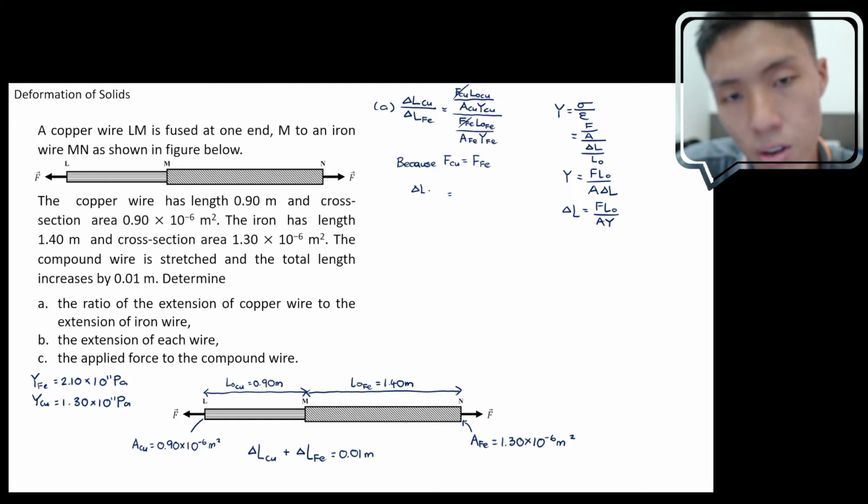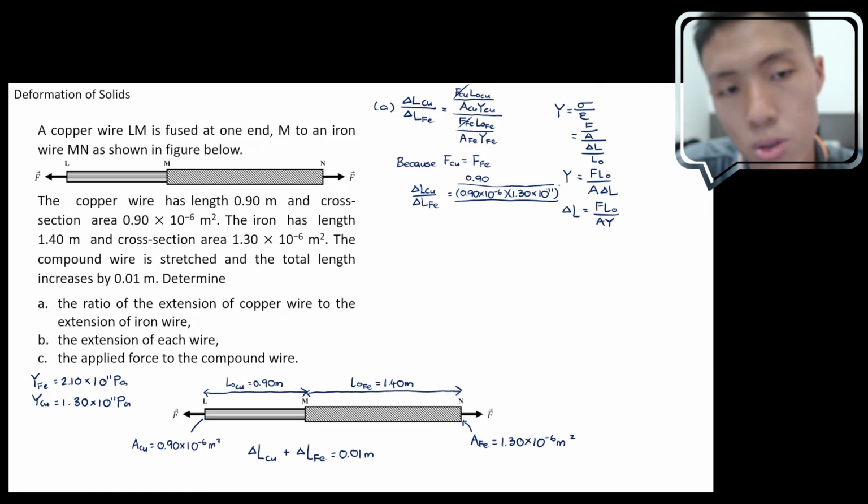The change of length of copper divided by the change of length of iron will be equal to the original length, which is 0.90 for copper, divided by the cross-sectional area, 0.90 times 10 to the power negative 6, multiplied by the Young's modulus for copper. Wait, did I do it right or not? Area of copper, original length of copper, Young's modulus of copper. Okay, you have to be very clear, don't substitute it wrongly. So, power 11. So this is what happens in the numerator.